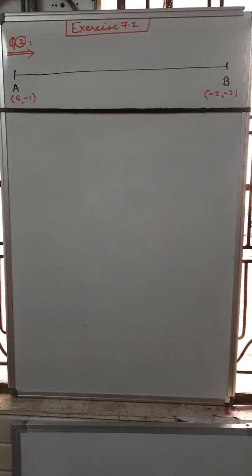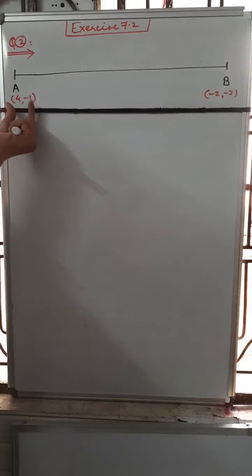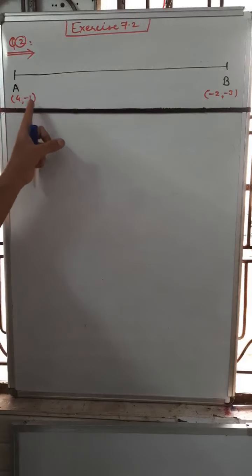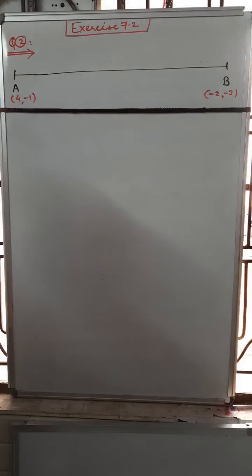Students, now we will solve question number 2 of exercise 7.2. Question number 2 is: find the coordinates of the points of trisection of the line segment joining 4, -1 and -2, -3. Two joining points are given, 4, -1 and -2, -3. Suppose they are A and B. We have to find the coordinates of the points of trisection, so this line is divided into 3 equal parts.